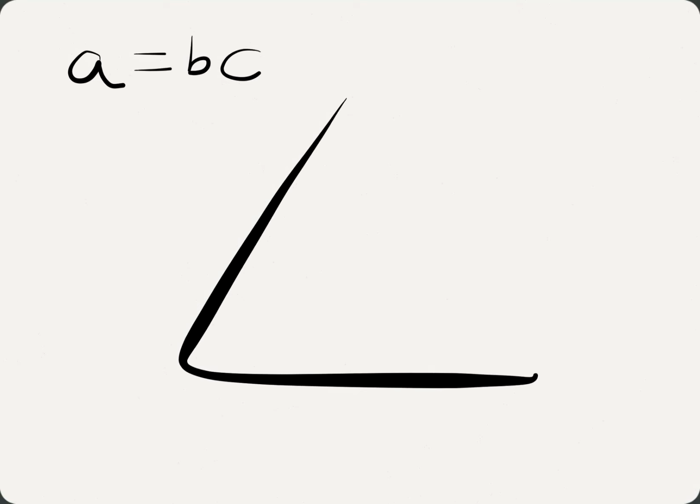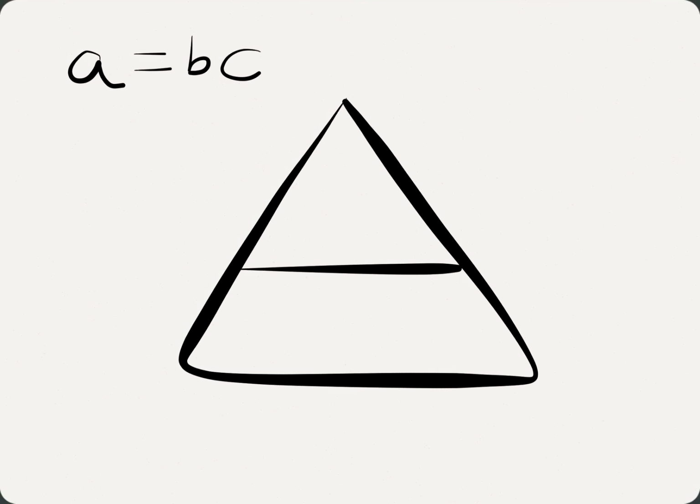Let's take the equation A is equal to BC. Now we can rearrange that quite simply. Put it in a triangle. The B and the C are next to each other, so we write them in the bottom. There they are, next to each other. That leaves room for the A at the top.